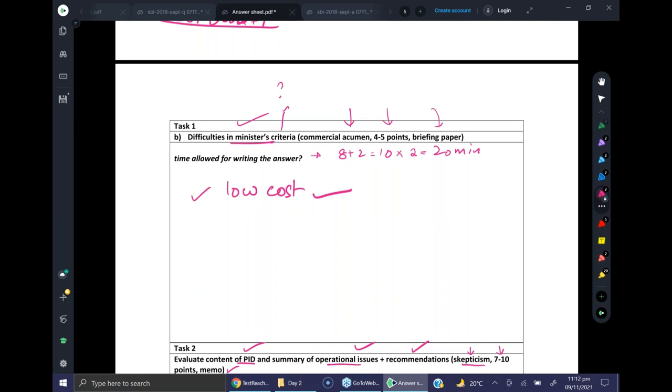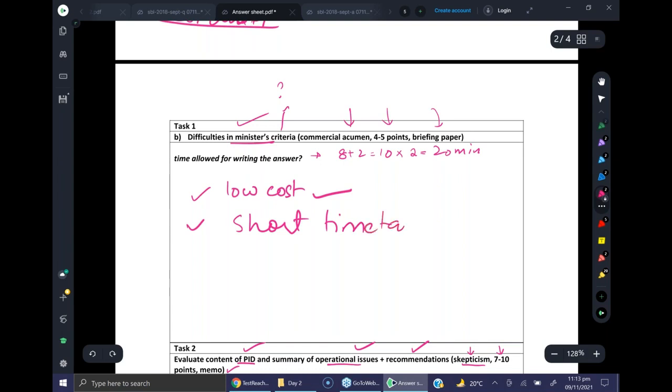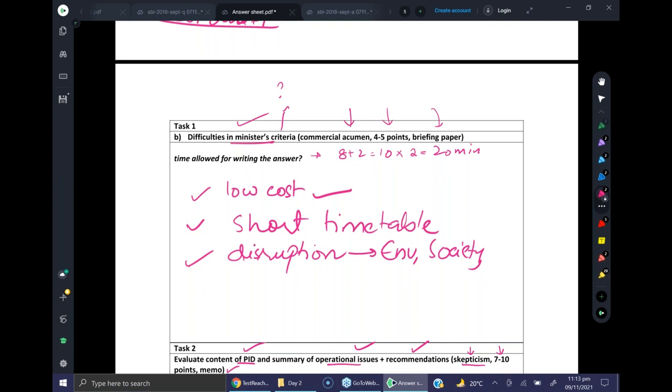So low cost targets, then I think a short timetable or deadlines. And what else? Yes, and disruption, least disruption to environment and society and community, right? So that will be challenging because of course they will be disrupted. So that is something we'll have to work really hard.